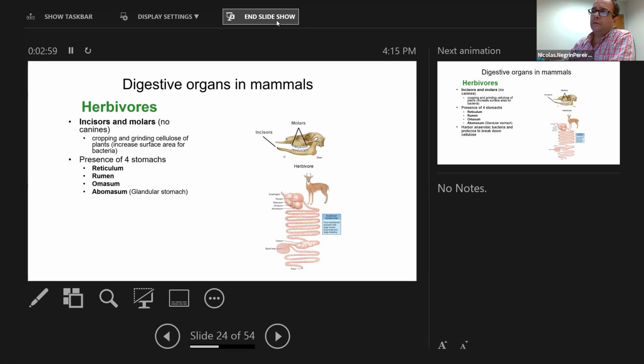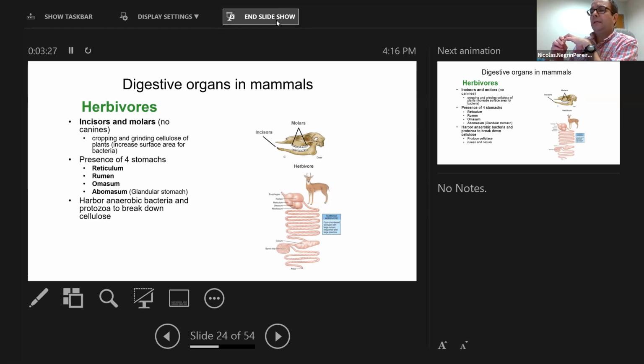In the rumen and the reticulum, we will find the bacteria and protozoa that populate these stomachs, and they produce the digestion through fermentation, through the fermentative process. So they harbor anaerobic bacteria and protozoa to break down cellulose. That's another concept that is important in ruminants.